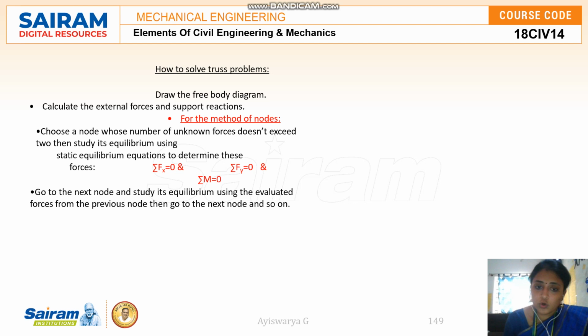For example, if it is only three forces, using Lami's condition you can solve. When it exceeds that, you can use the equilibrium conditions, that is summation of Fx equal to 0, summation of Fy equal to 0, and summation of M equal to 0. All the unknown forces you need to resolve, and you check how many unknown forces are there. Maximum you try to resolve with the conditions, and you go to the next node and study the equilibrium using the evaluated forces.